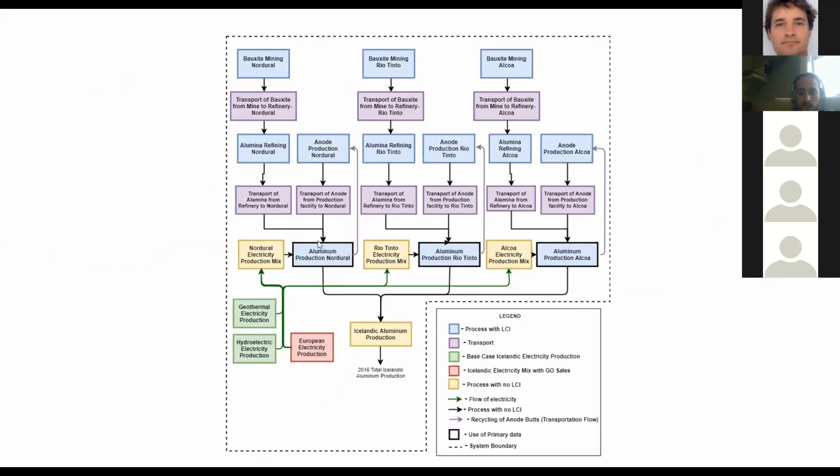So you have your aluminum production. You would then have the electricity mix for each one of them according to who they're purchasing from. You have your geothermal and your hydroelectric. But then this red is showing the case within the guarantee of origins, if you're including the emissions coming from the energy that's coming from these larger markets.